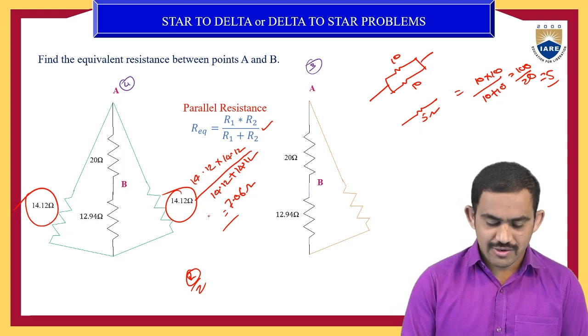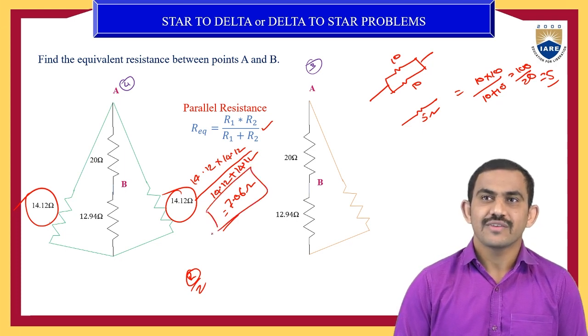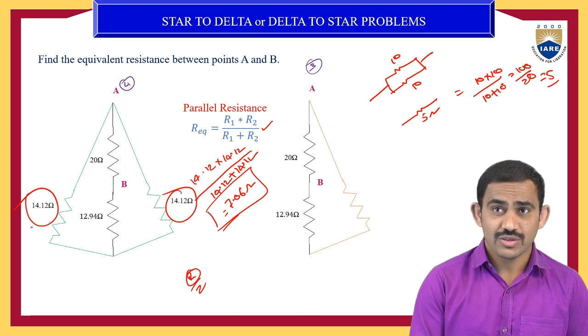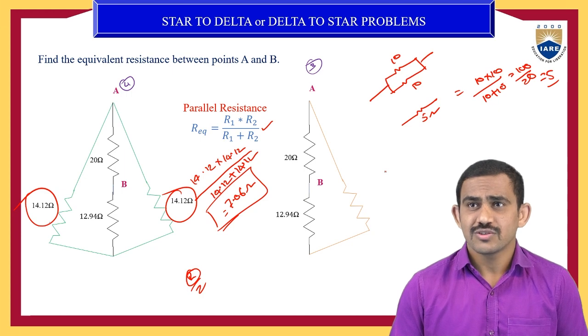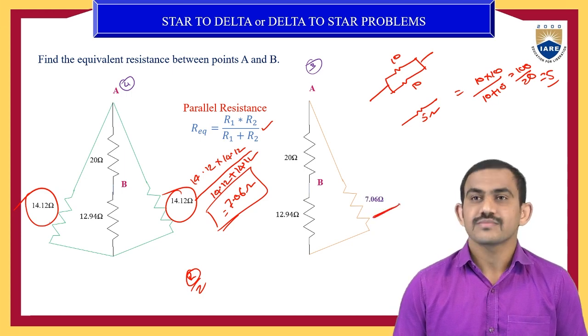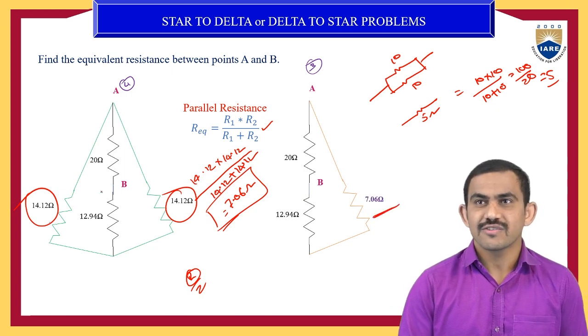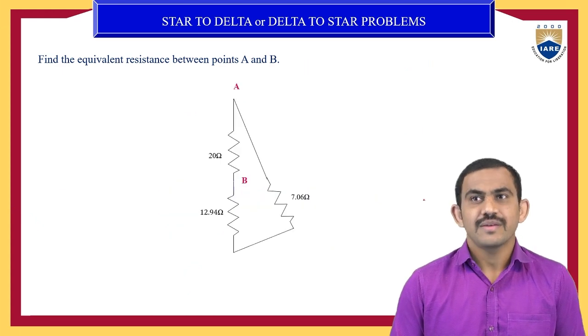That is, we have 7.06. When those resistors, 14.12 and 14.12, are both in parallel, we get 7.06. That is the value here. So now 4 resistors are converted to 3 resistors. Now this is my main circuit.